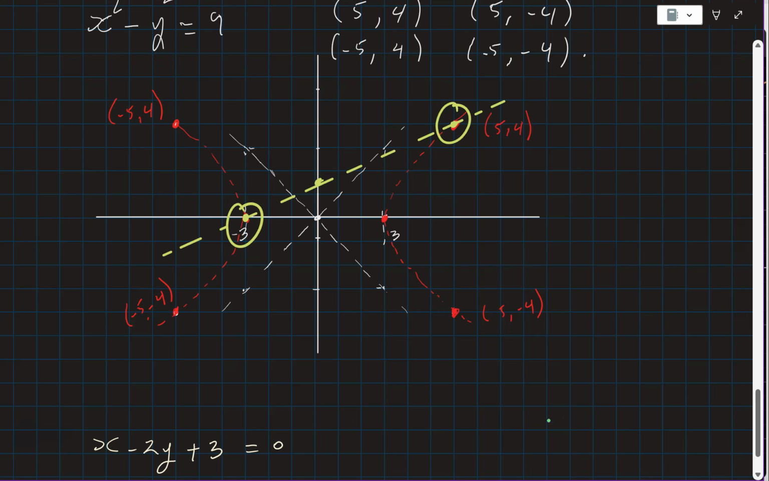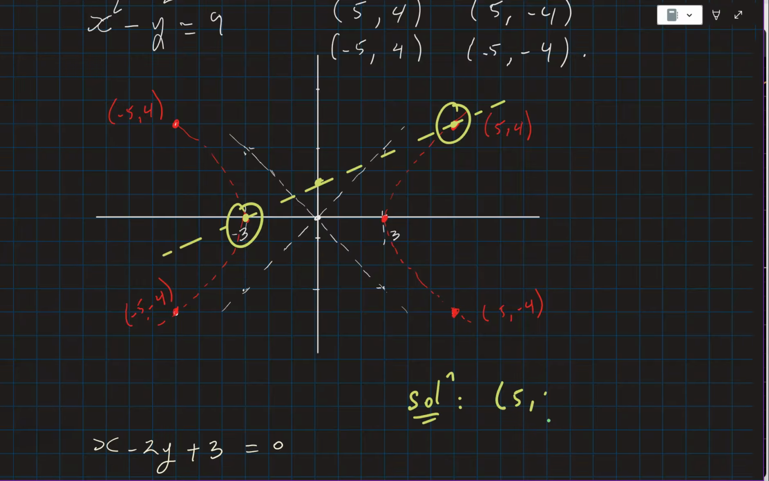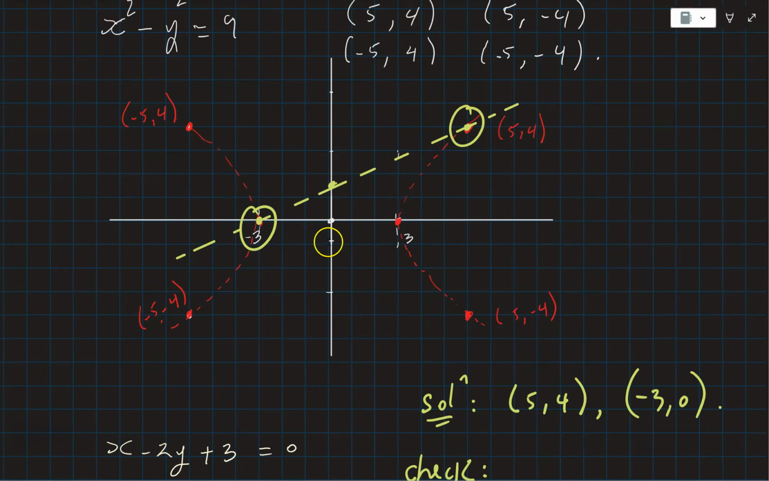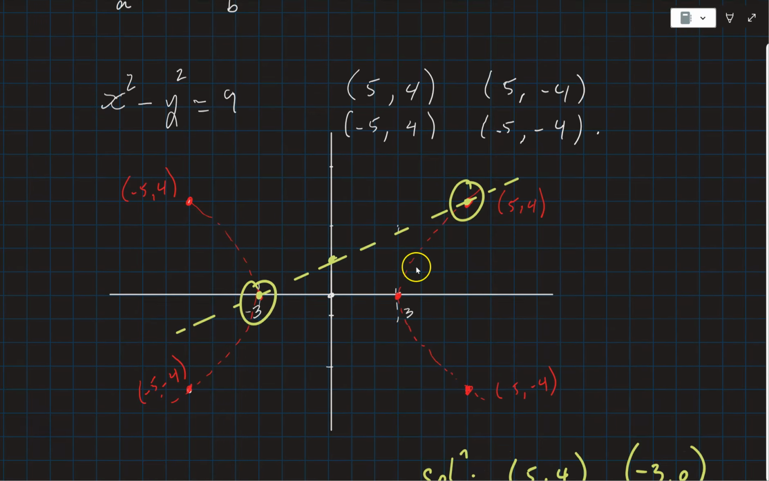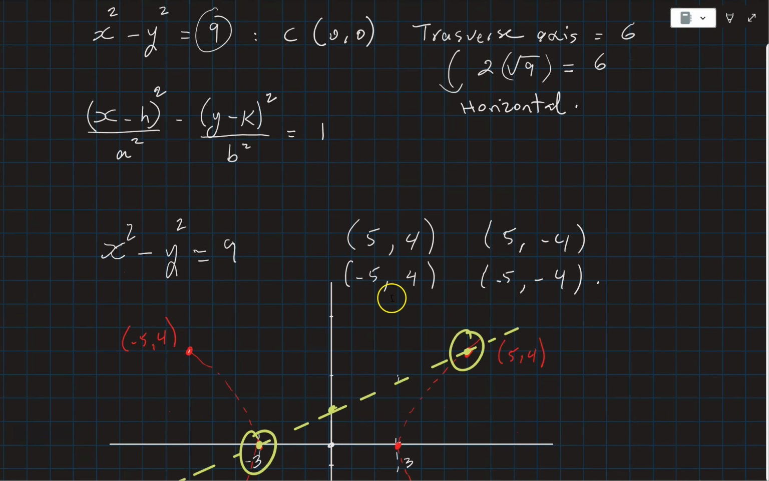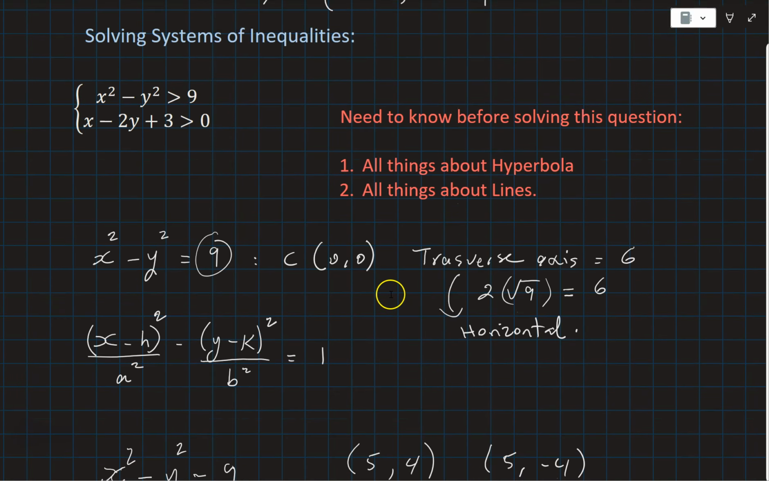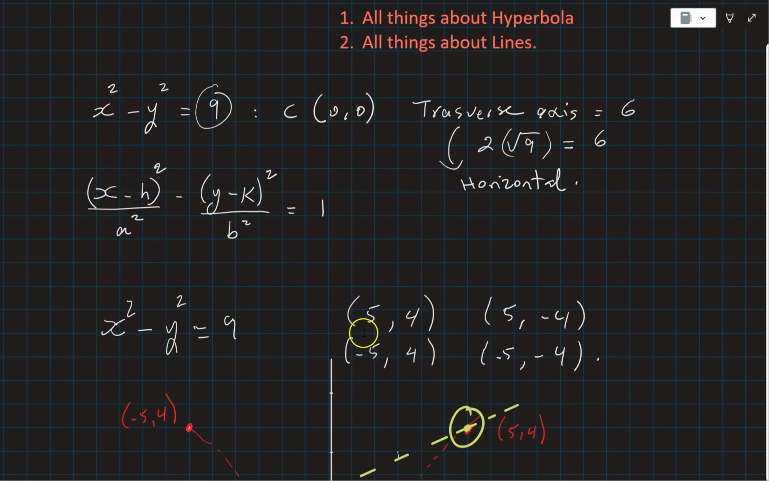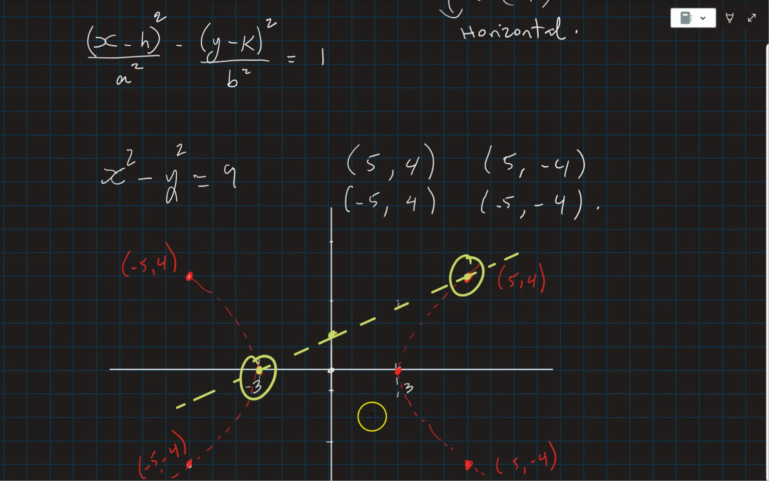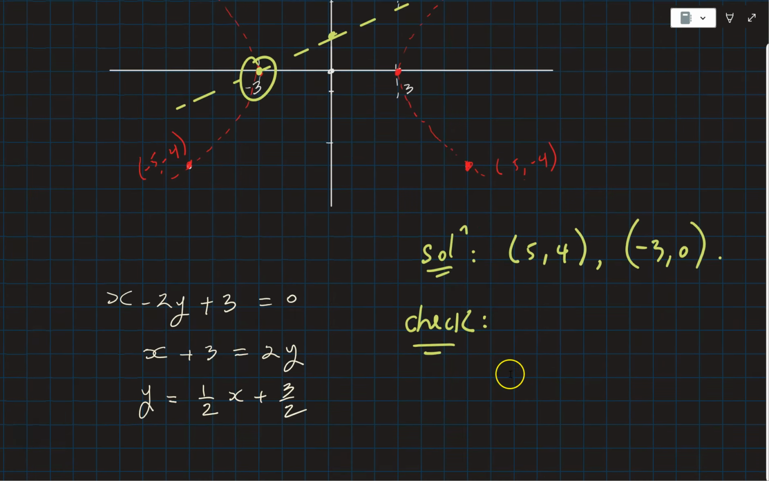So one point of intersection for the solution to this system is (5, 4), and the next one is (-3, 0). Now that we have the points of intersection of the two relations, we need to go back to the actual inequality and see in what region there is a common solution for both. To do that, we need to do a check, or I actually call it a test point.